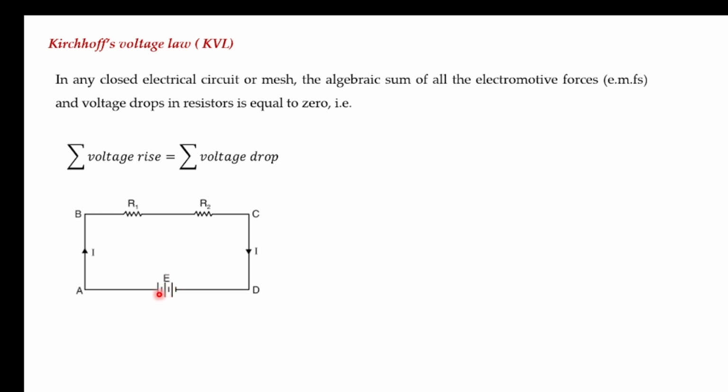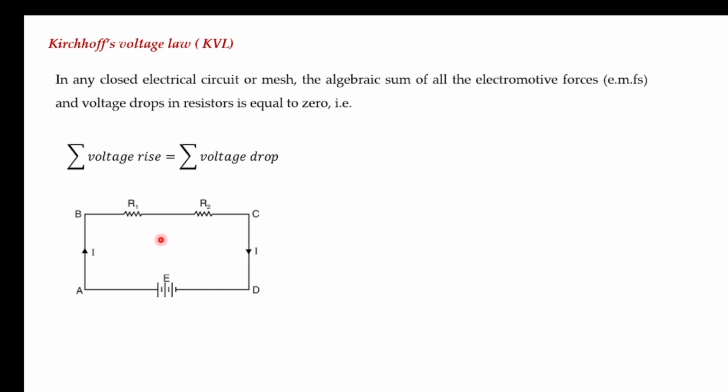So this is the conventional direction of the current. So you should always mark the current to be flowing from the positive terminal of the supply voltage. Okay. So this ABCDA is a loop or the mesh or any closed circuit. So now let us consider I is the current flowing through this circuit.